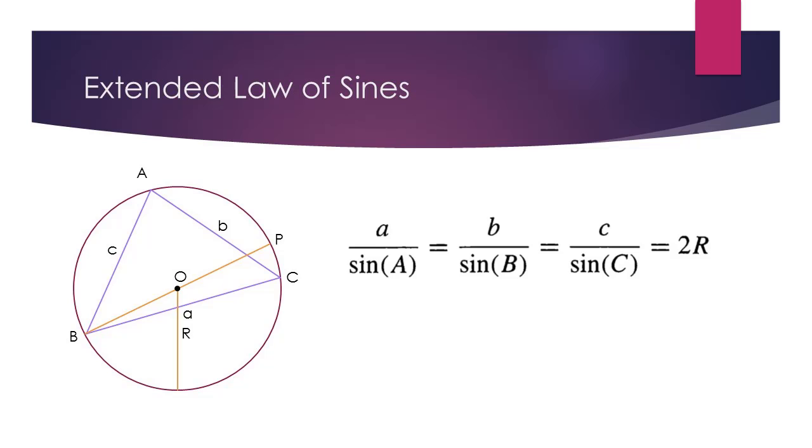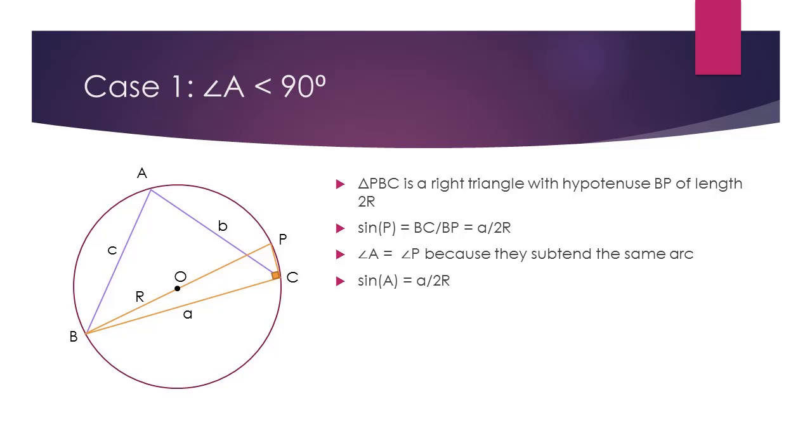Law of sines. Given triangle ABC and its circumradius R, we have that a over sine of A equals b over sine of B equals c over sine of C equals 2R. So we're going to add point P onto the circle where B goes through the center O to point P. So we're going to let BP be the diameter of the circumcircle, and it's going to equal 2R. So, for this theorem, we have three cases.